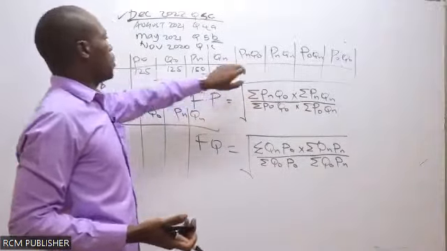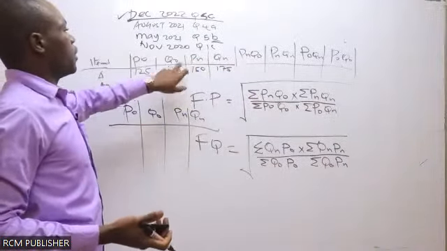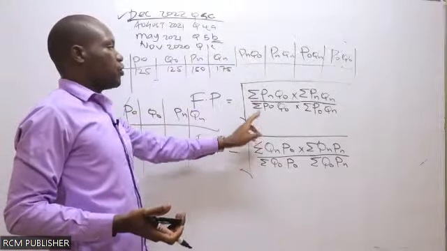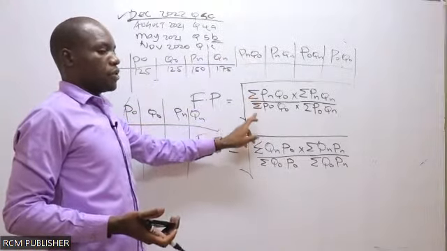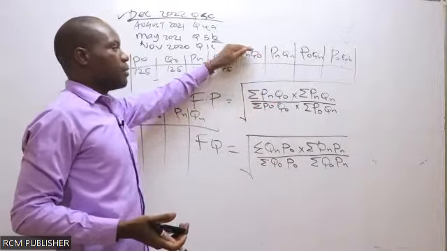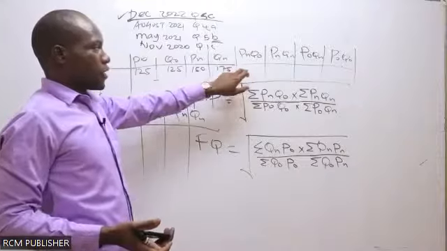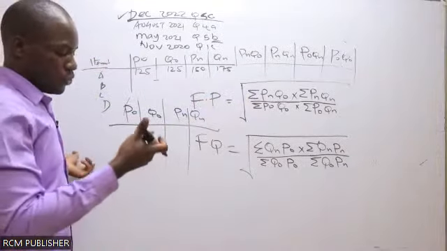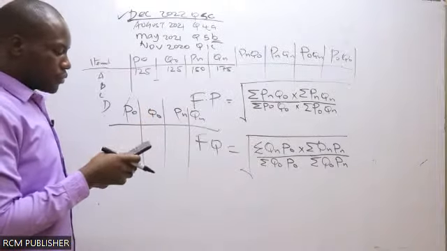PN, QO, here is the PN, then QO, this times this, you get the value. And then you get the summation, because here we have indicated the summation of the values that you're getting from this column. Summation of everything from that column. So that's what you need to do.